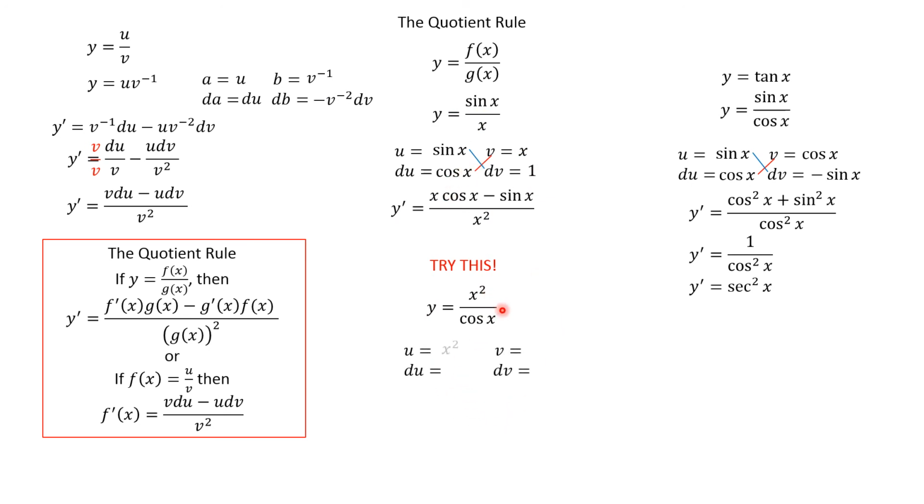So, u's and v's. U is x squared. V, cosine x. So du is 2x. dv is negative sine x. You can multiply, and subtract them. So 2x cosine x minus negative, so that'll be plus x squared sine x all over cosine x squared, or cosine squared of x. You could put that in parentheses squared, or you could put the squared here. And so that is the quotient rule.